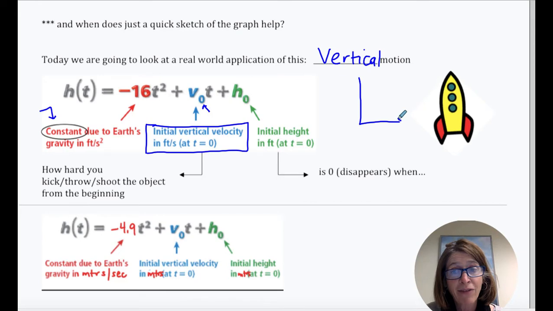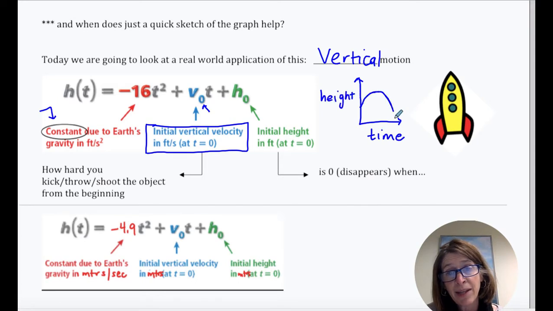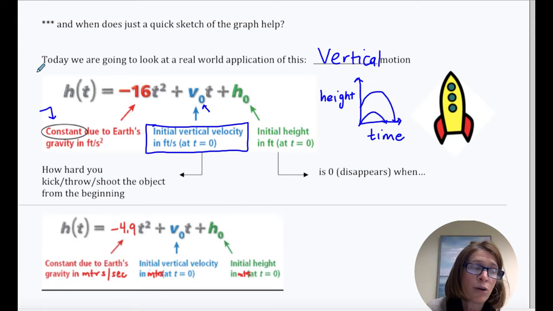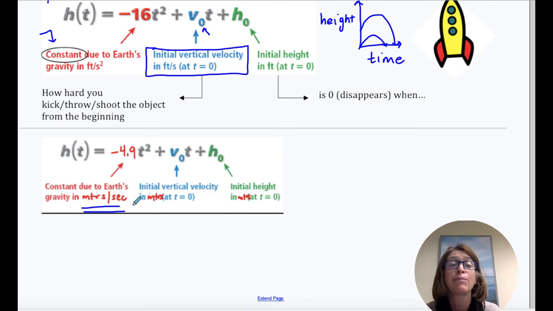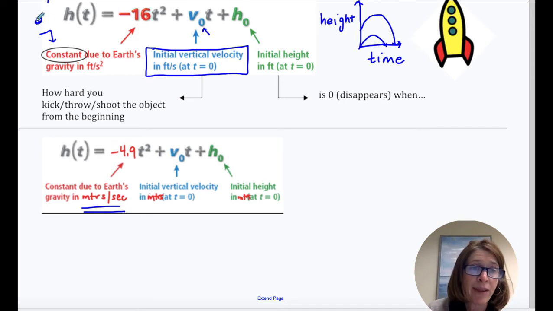If we think about the graph, time is always going to be on the x-axis and height will always be on the y-axis. So it could be something like this, or something like this. Now, this model is for when the equation is talking about feet per second. The second model has only one difference: negative 4.9, and that's when it is in meters per second, because gravity in meters per second is 9.8 meters a second squared. So we've got two models. We're going to work today with the one in feet, but I want you to know that meters is also one we might look at.